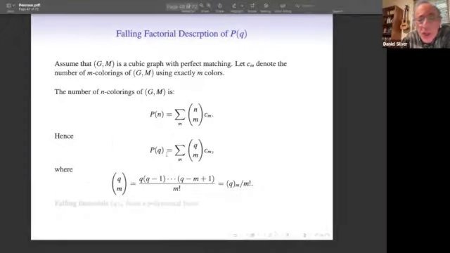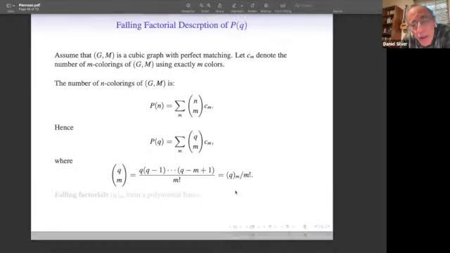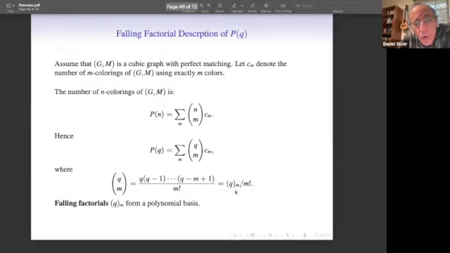So I just replace N by Q. And what do I mean by Q choose M? Well, this is Q times Q minus 1 up to Q minus M plus 1, divided by M factorial. This numerator is sometimes denoted Q sub M, the falling factorial Q_M divided by M factorial. And these falling factorials form a polynomial basis, just like the powers of Q.